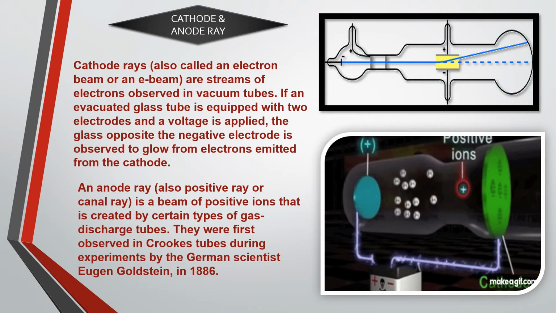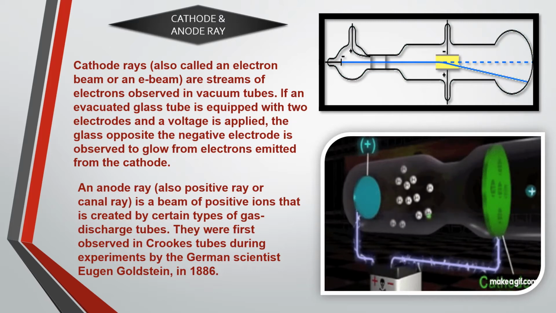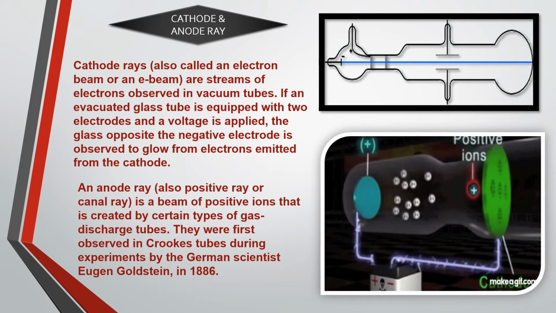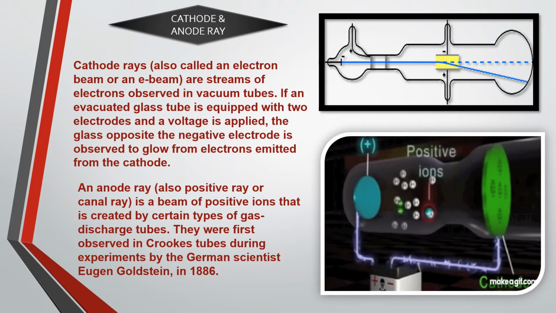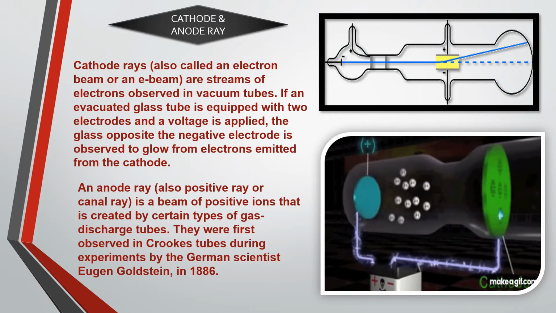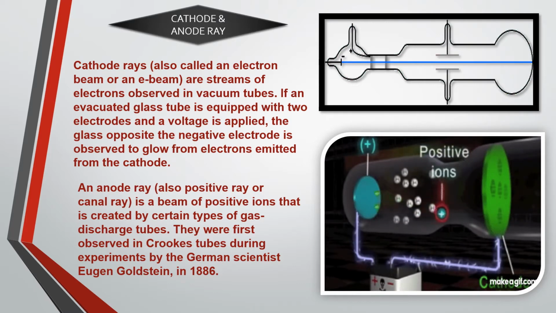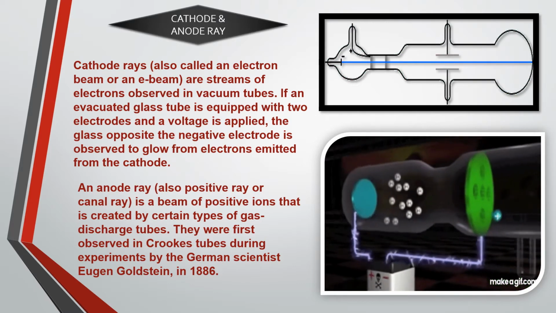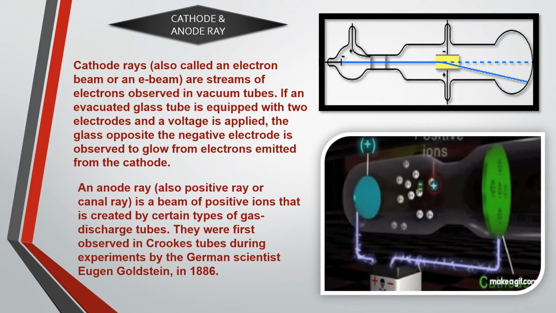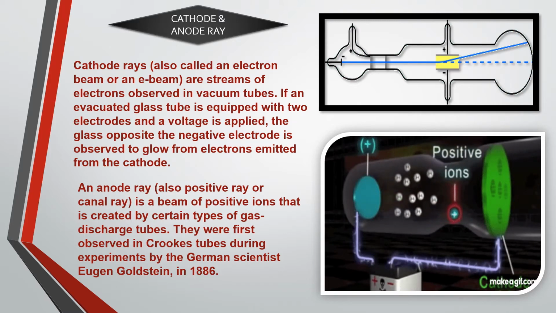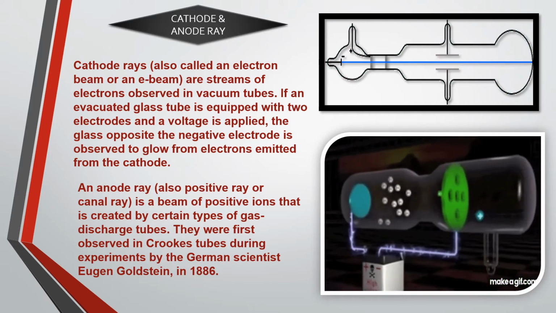So we are starting our today's class with cathode and anode ray. Cathode rays, also called an electron beam or an E-beam, are streams of electrons observed in vacuum tubes. If an evacuated, that means empty, glass tube is equipped with two electrodes and a voltage is applied, you should remember that cathode and anode, two electrodes are there. The glass opposite the negative electrode is observed to glow from electrons emitted from the cathode.